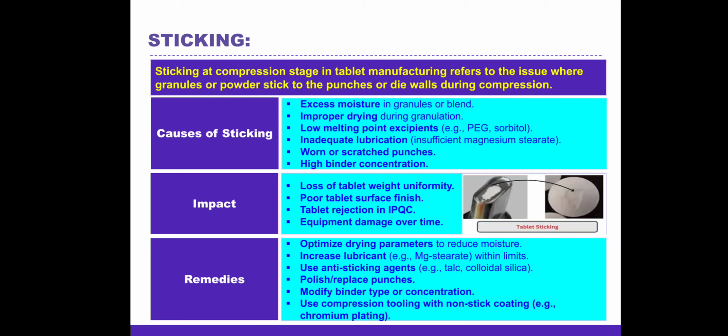Then modify binder type or concentration. This particular remedy also needs a trial, and after a successful trial we have to do validation, documentation, and variation, and after successful approval of variation we have to implement it.